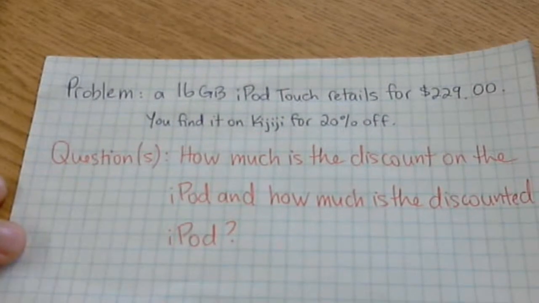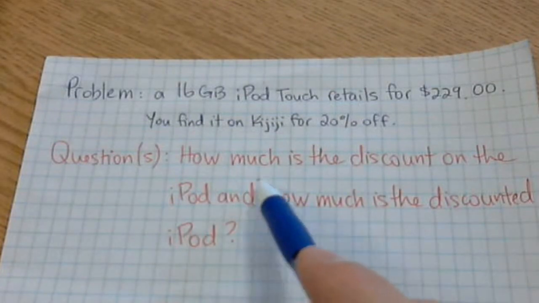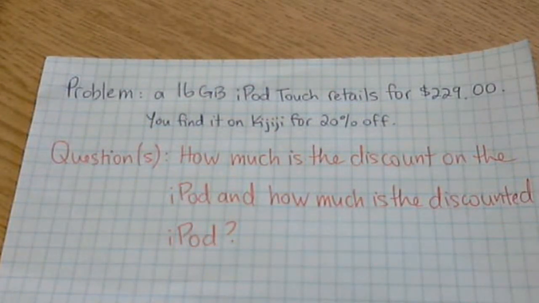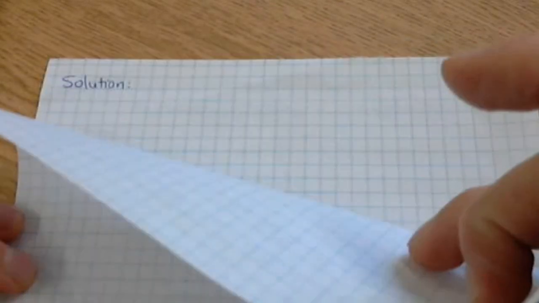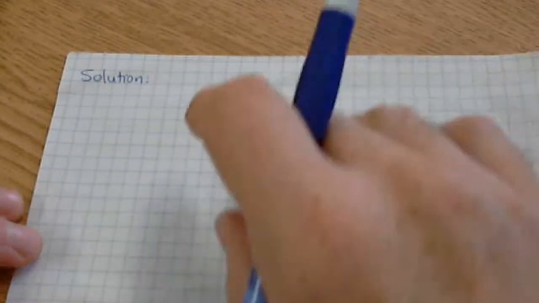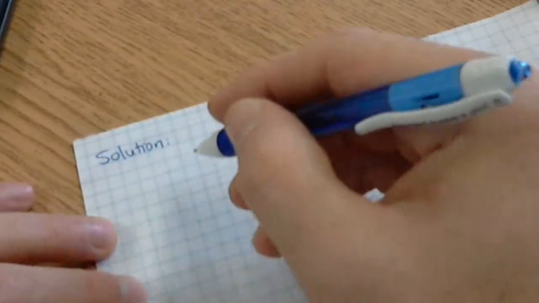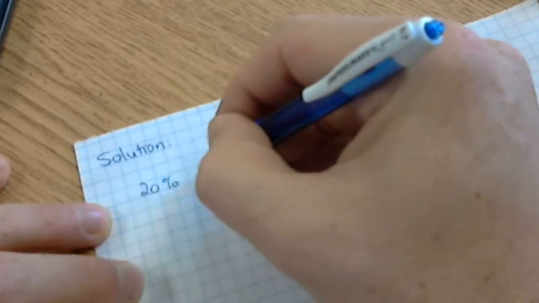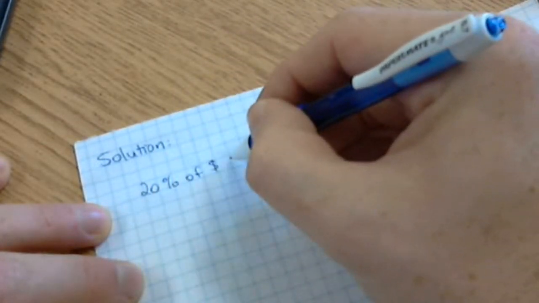Our problem that we're going to be working with is that a 16 gigabyte iPod Touch retails for $229, but you find it on Kijiji for 20% off. My question, or I have a couple questions actually: How much is the discount on the iPod, and how much is the discounted iPod? So there are two things that we're being asked to do, and I'm going to show you two different methods. Okay?